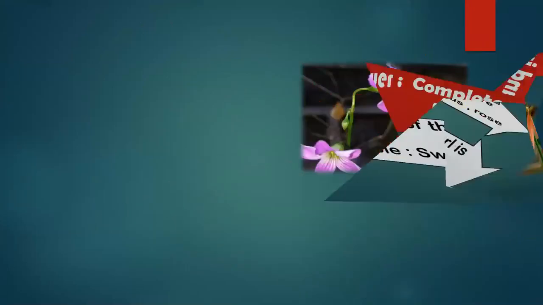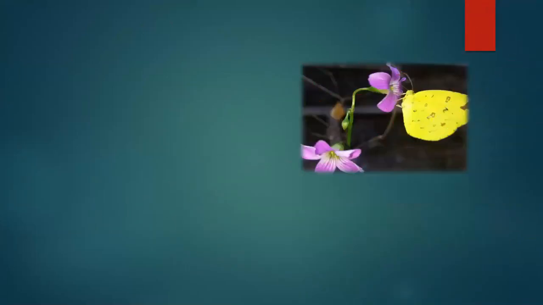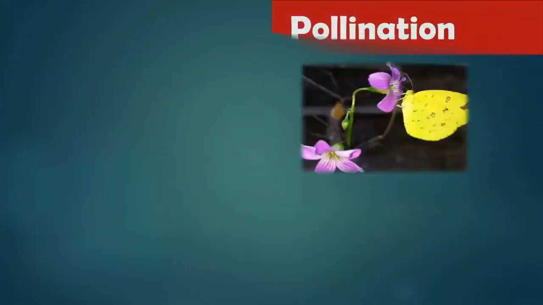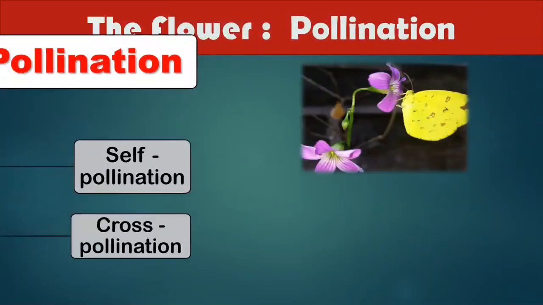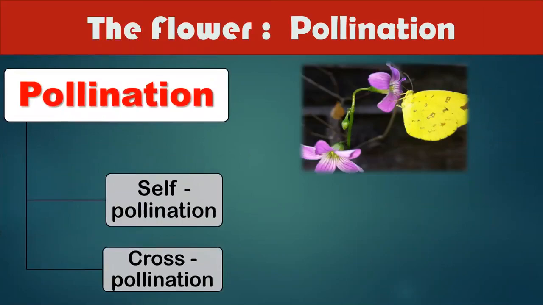Now let's see what is pollination. Pollination, it is an important phenomenon. Let's understand what this is. Pollination can also be described as the transfer of pollen grains from the anther, that is the male reproductive structure, to the stigma, that is the female reproductive structure. Pollination is generally of two types. First is self-pollination, second is cross-pollination.